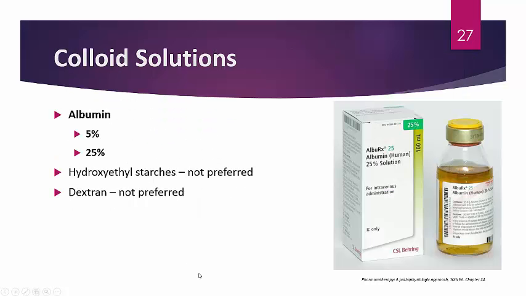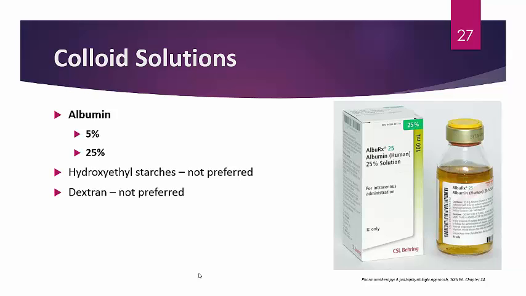We talked about the crystalloid solutions, so now what we'll talk about briefly is the colloid solutions. And the colloid solutions mainly comprise blood products, the main one being albumin, coming in 5% or 25%.